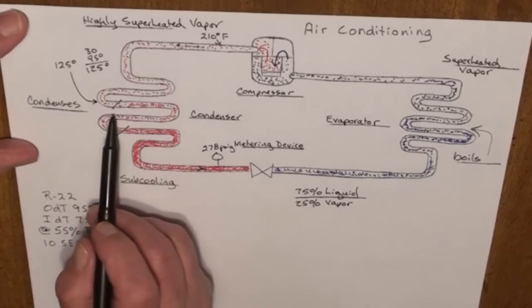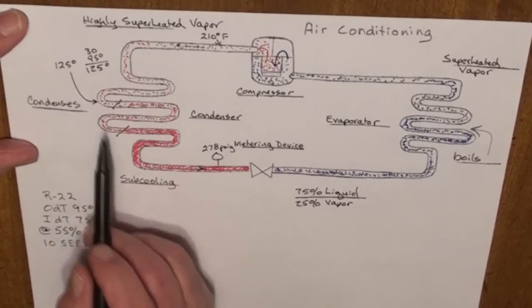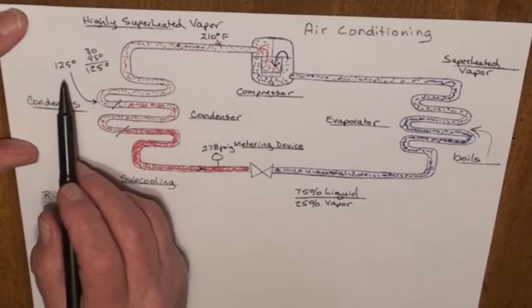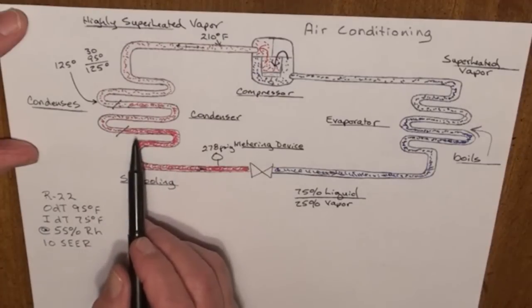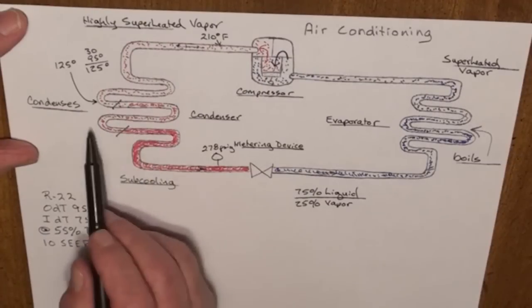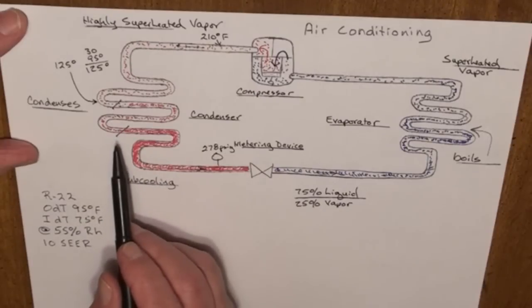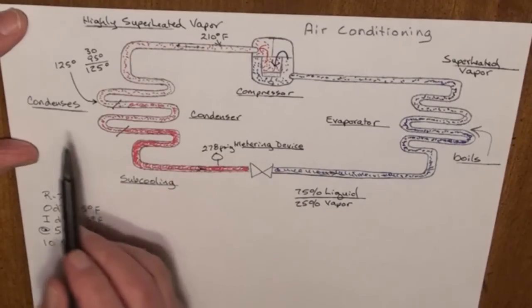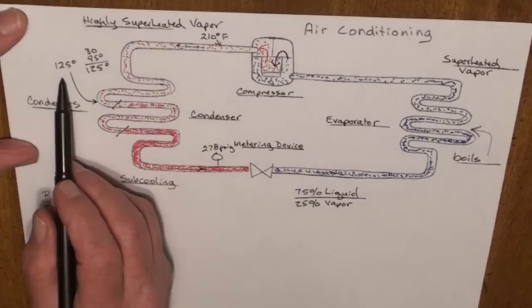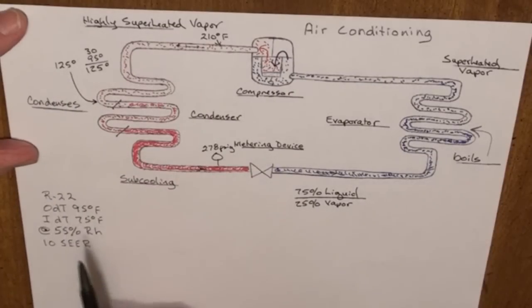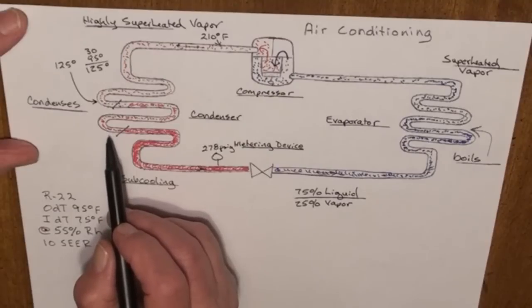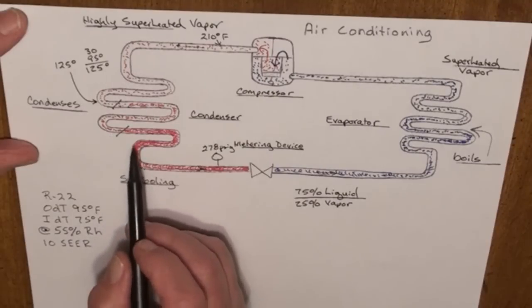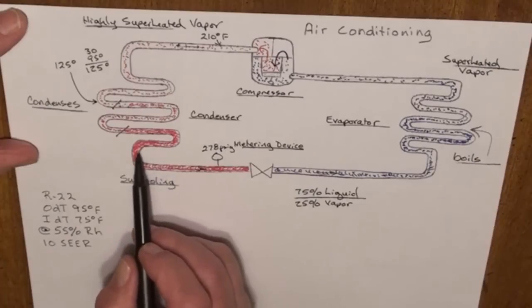Now see, although we're rejecting heat, the temperature will remain the same as long as the change of state's taking place. We're rejecting BTUs, we're cooling the refrigerant vapor, it's changing state. And as long as it's changing state, its temperature and its pressure will remain the same. Once we have no more vapor, there's no more change of state taking place, we can now reject sensible heat.